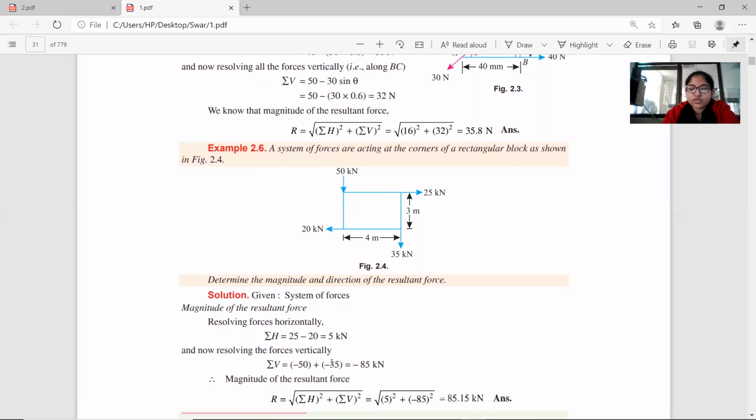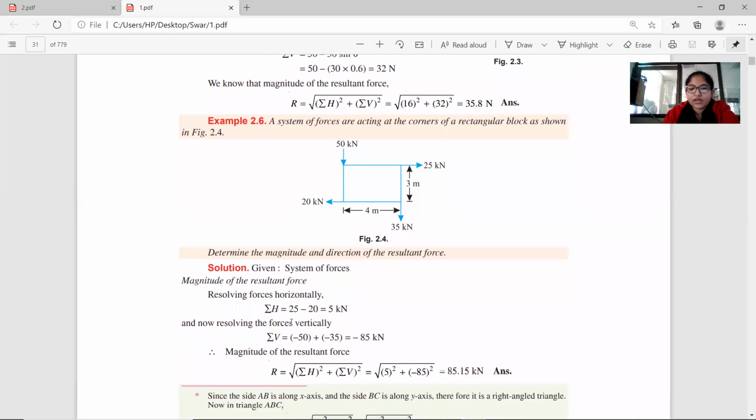Now resolving all forces vertically, then sigma v equals what? This is 50, but which direction does it go? In this direction, so the sign will be negative. So minus 50, plus this 35 kilonewton is also going in which direction? In the downward direction, so the sign will also be negative. So minus 50 plus minus 35, this is the sum with direction. The answer will be sigma v of minus 85.